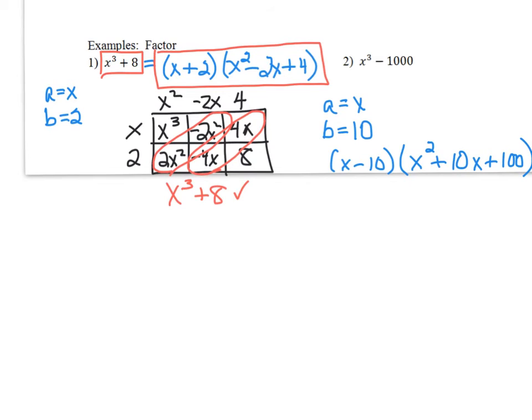And again, when I look at this, the trinomial cannot be factored any further. And if I were to do a distribution or a multiplication by the box method, I will get back to the answer x cubed minus 1,000.